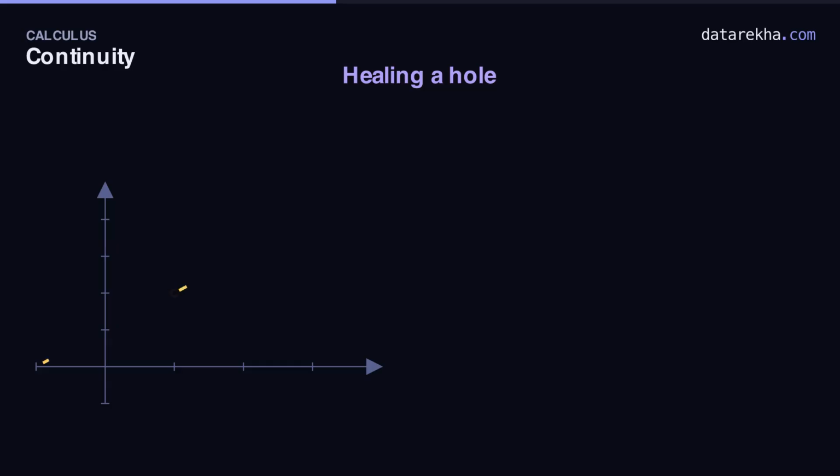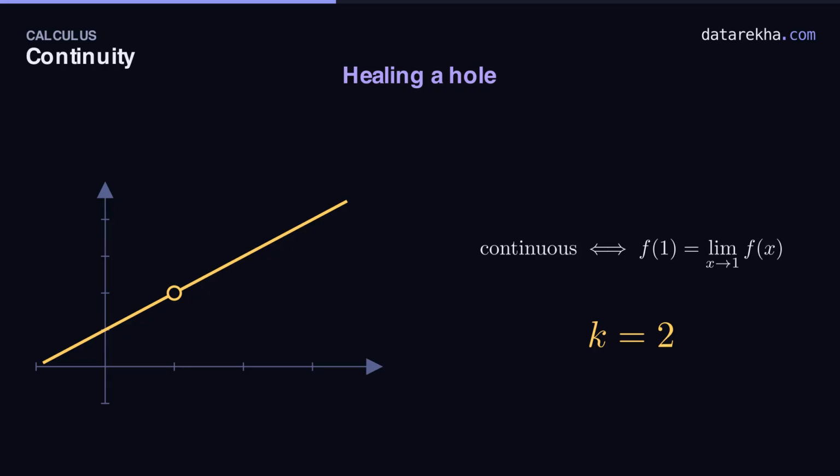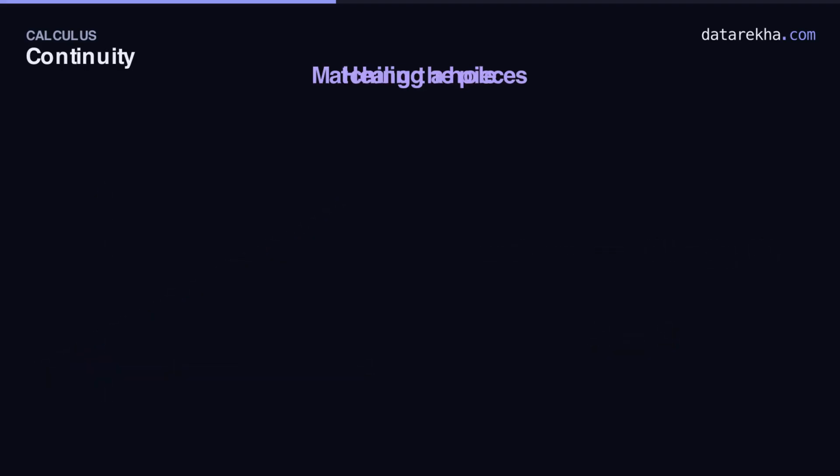Now the rule, for continuity, the value we place must equal the limit. The curve is aiming at 2, so we must set f of 1 equal to 2. That is, k equals 2. Watch the graph heal. Drop the point right into the hole, and the line is whole. One continuous stroke. Any other value of k would leave the point floating off the line, and the break would stay.